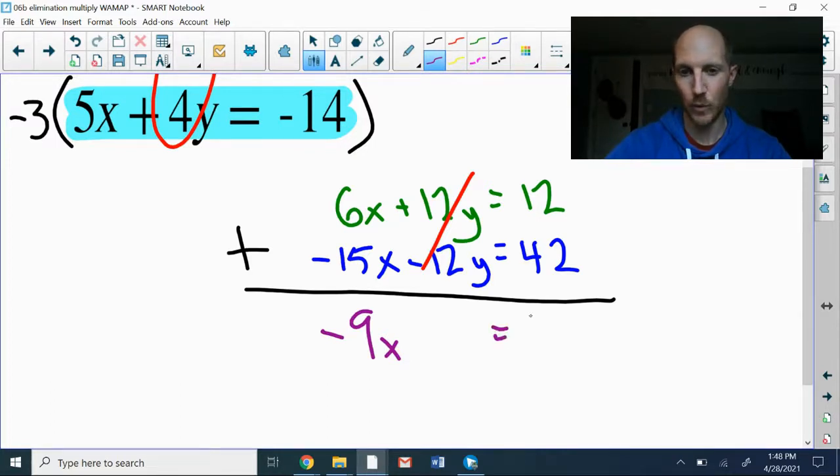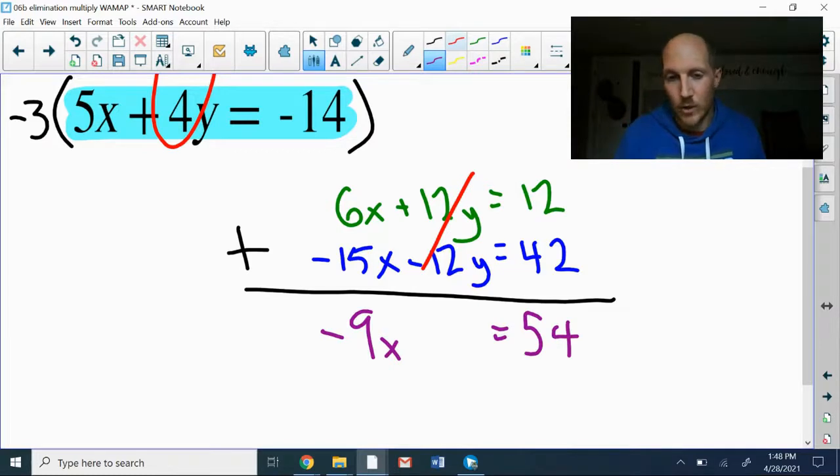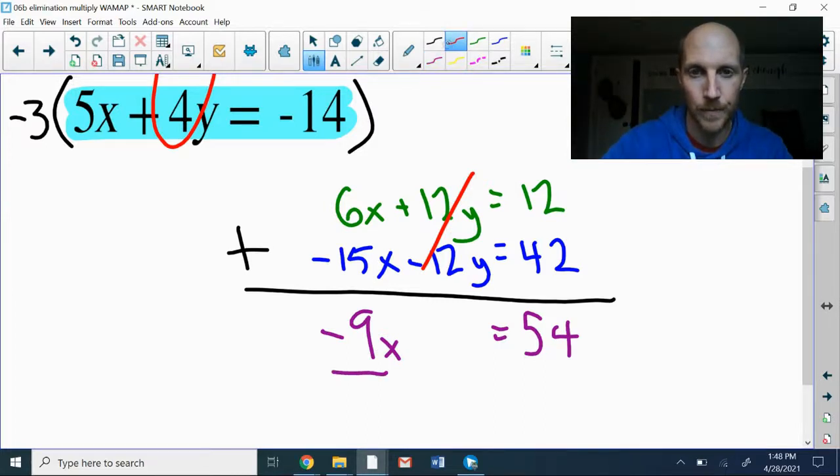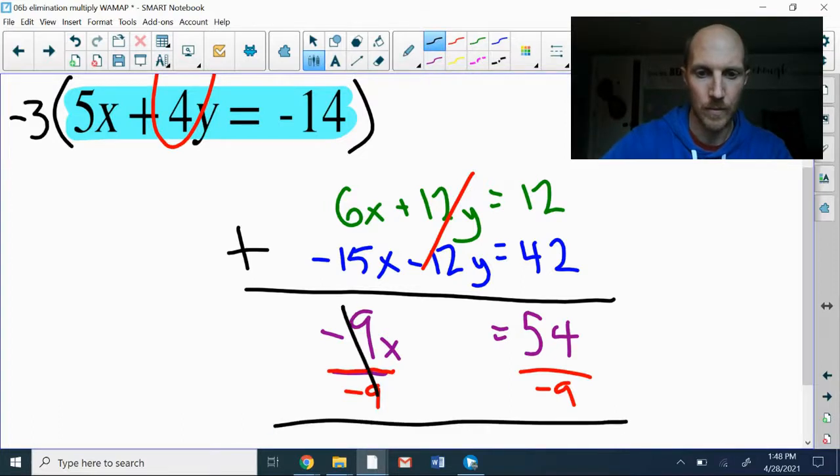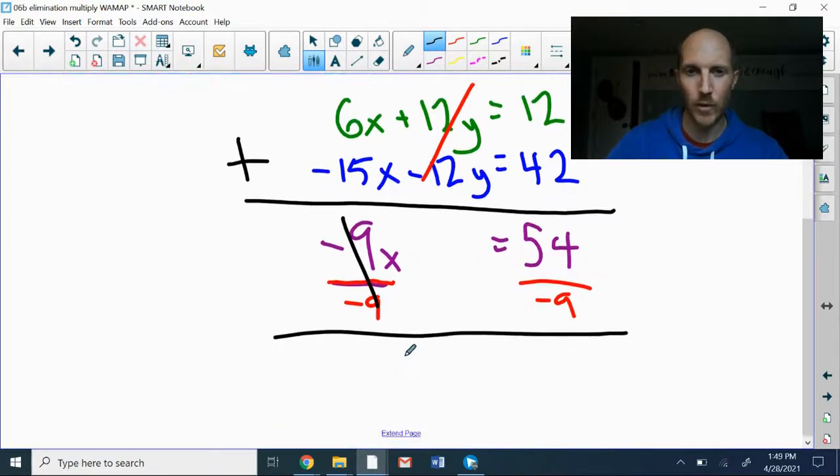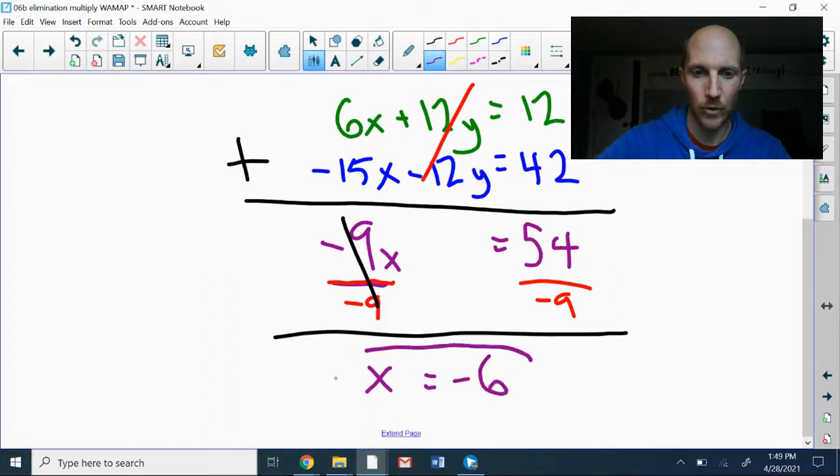12 plus 42, that is 54. So my new equation does not have a y in it. I eliminated the y's, just negative 9x equals 54. I can solve that for x. I'll need to divide both sides by negative 9. So negative 9x divided by negative 9 will give me just 1x. And 54 divided by negative 9 is negative 6. So there's half of the solution.